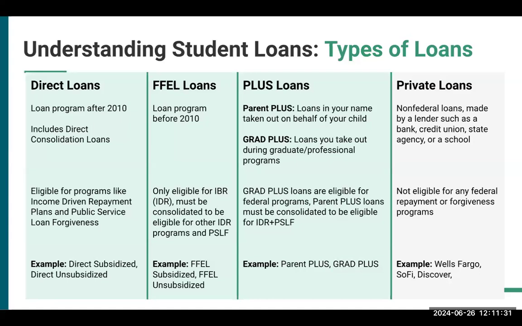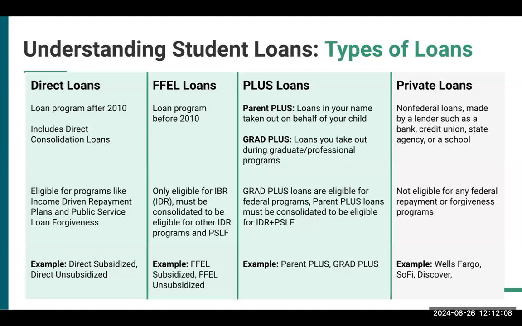Before direct loans, there were FFEL loans. This stands for Federal Family Education Loans, and we call them FFEL loans for short. They are an older type of student loan. So if you have loans from before 2010, you likely have FFEL loans. If you do have this loan type, it's important to note that it is only eligible for one of the income-driven repayment plans. If you would like to make your loan eligible for all of the plans and eligible for programs like PSLF, you'll need to consolidate it.